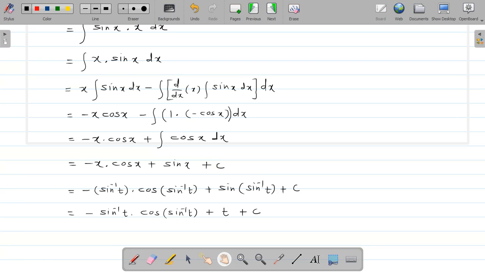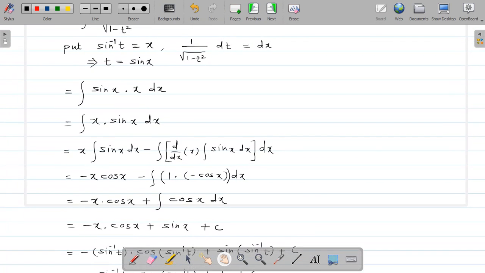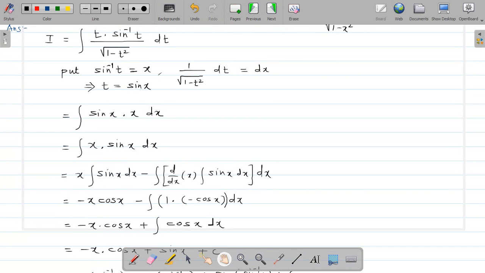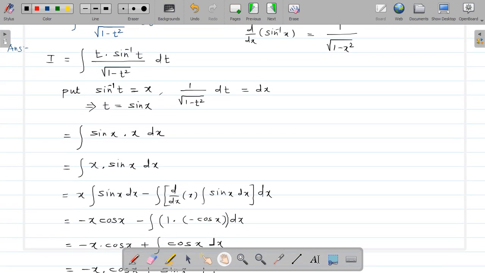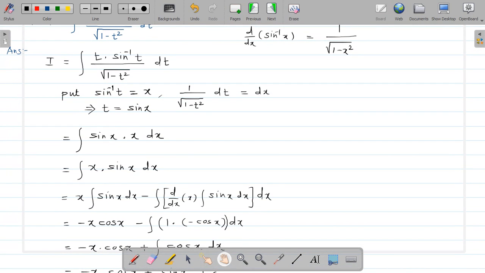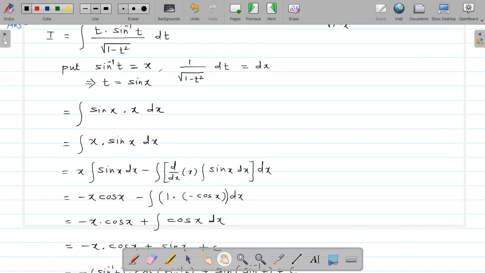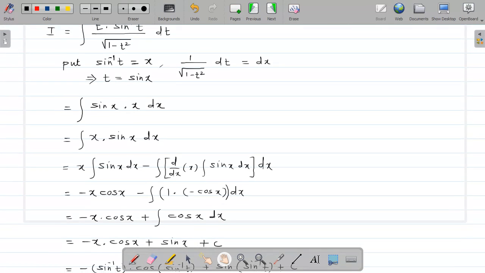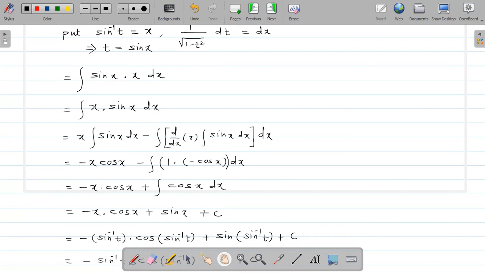So again here see that after substitution, first of all we need the substitution here surely, because here it is sine inverse of t function and there is 1 upon root of 1 minus t square, and after the proper substitution that given function converts into sin x into x, that is the product of two functions, and to evaluate that we have to use the integration by parts rule. That's why it is the type number 4, where first of all we need the substitution and then we have to use the integration by parts rule.